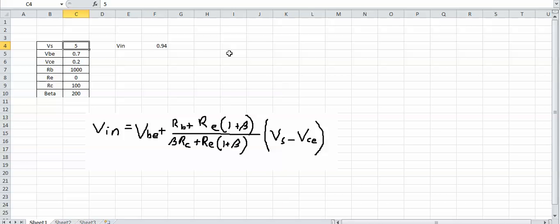And the voltage source in, if we increase that, will also increase the voltage in required to saturate. And that is about it.